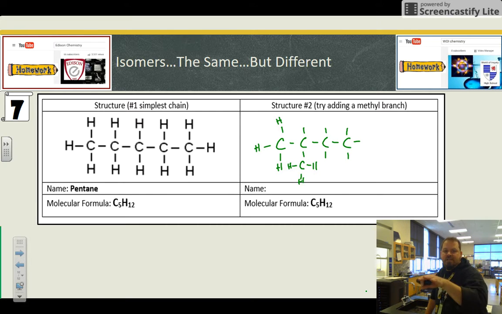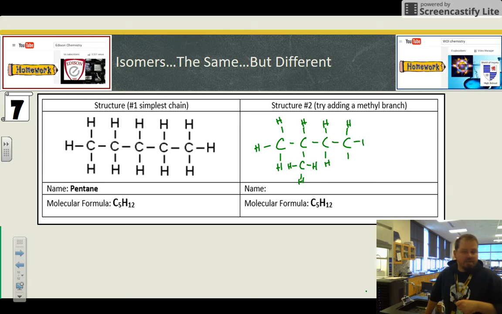The parent chain has got 4 carbons, so I see that as a but. They're single bonded, so that's ane. And then on the 2nd carbon, I would have a methyl group, so it's 2-methyl butane. Not butane, the same name, not the same structure.